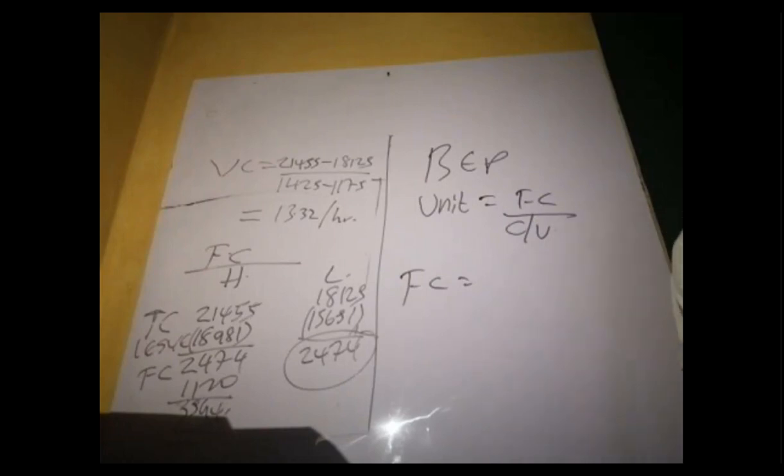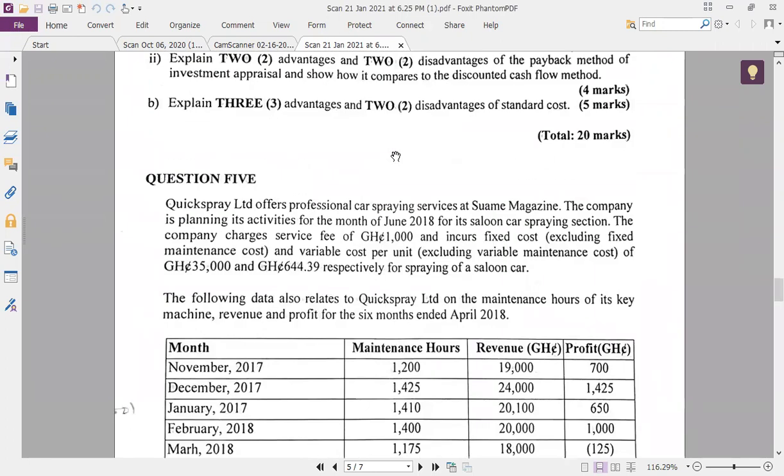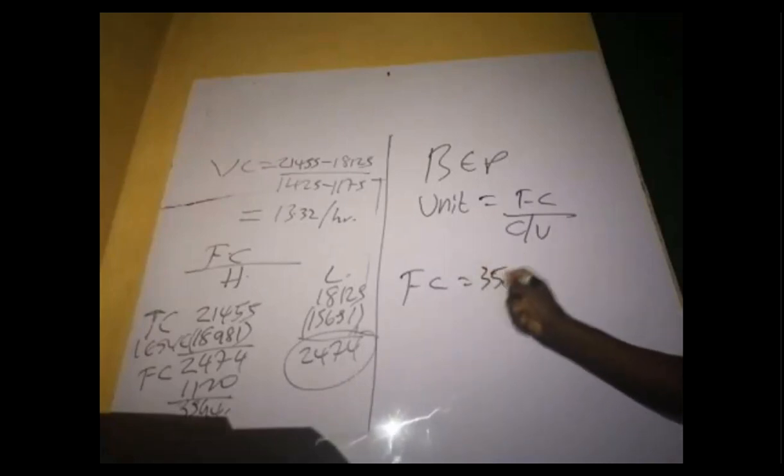Let's pick the fixed cost given to us in the question and just top up with the one that we have. So the fixed cost, excluding fixed maintenance cost, and variable cost, excluding variable maintenance cost, the ones we calculated, is 35,644. So the fixed cost is 35 plus the one that we calculated. Let's calculate the total fixed cost. So fixed cost is equal to 35,000.